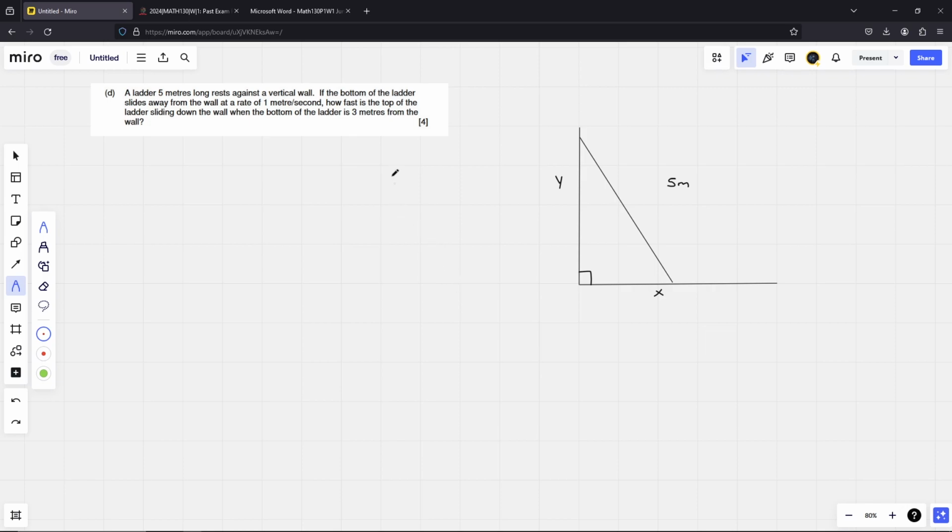Okay, so the next bit of the information says if the bottom of the ladder slides away from the wall at a rate of 1 meter a second. Okay, so before we even think about any of that, let's think about a ladder sliding away from a wall. If this ladder had to slide away from this wall, then my new position on the x-axis would be somewhere around there, and that would mean that my ladder would be sliding down on the y-axis. So my new position on the y-axis would be somewhere around there, arbitrarily.